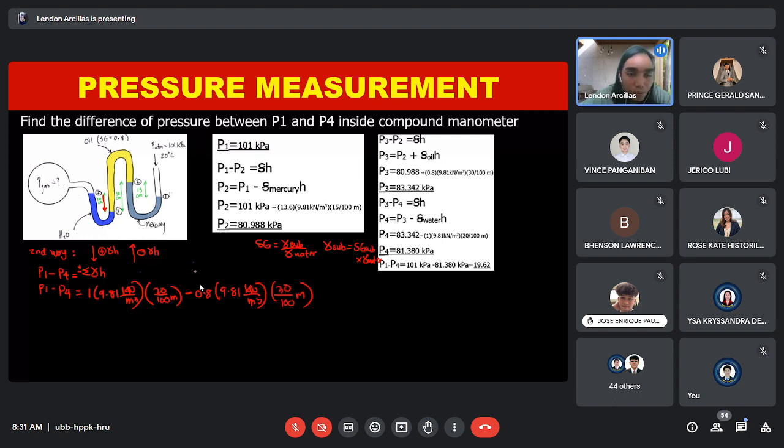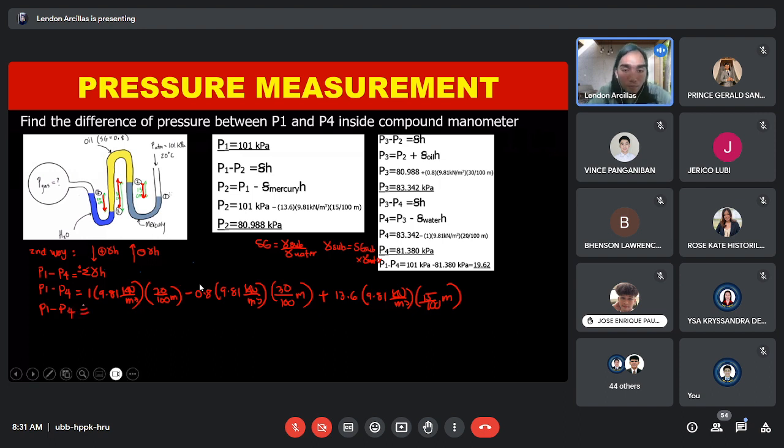Next, from 0.2 to 0.1 tayo ay bumaba. So, positive. Positive, 13.6 times 9.81 times the difference is 15 centimeter. Okay, so yun yung P1 minus P4.